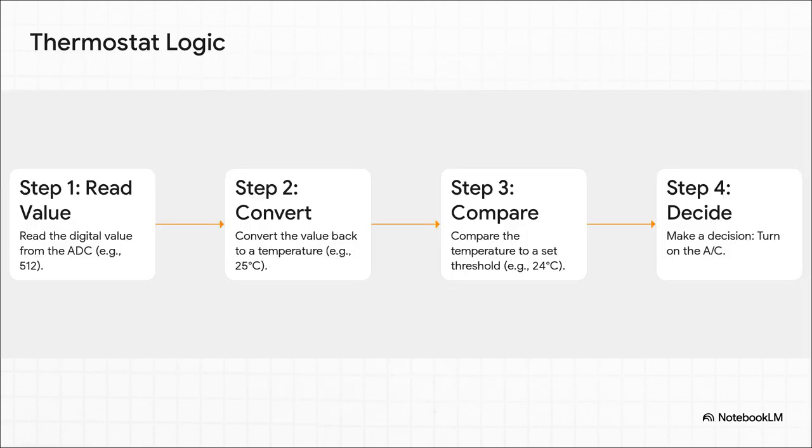So here's the final logic loop in all its glory. The thermostat's processor reads that digital value from its converter. Then it does a quick bit of math to turn that number back into a real-world temperature, let's say 25 degrees Celsius. Next, it compares that temperature to the threshold that you set, maybe 24 degrees. And if it's higher, boom, it makes the decision: turn on the air conditioning. It's simple, it's logical, and it's all powered by good measurement.